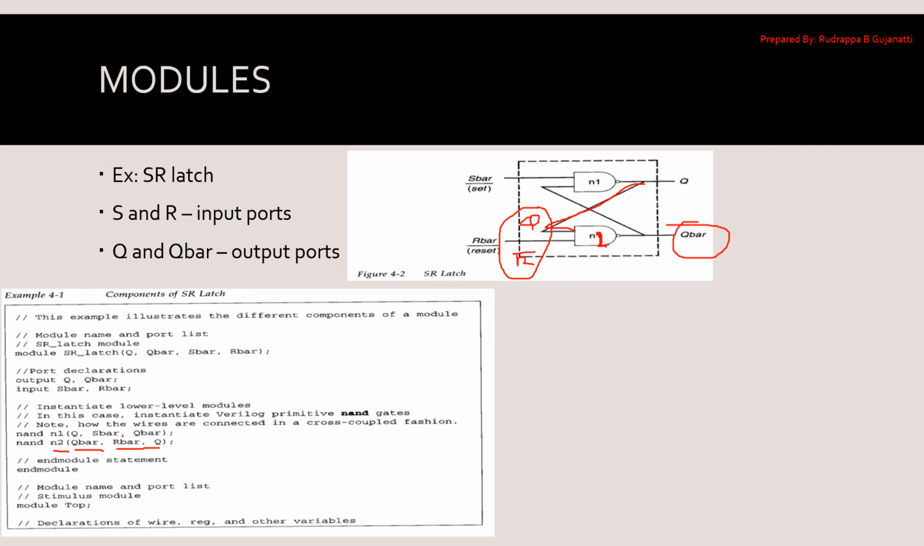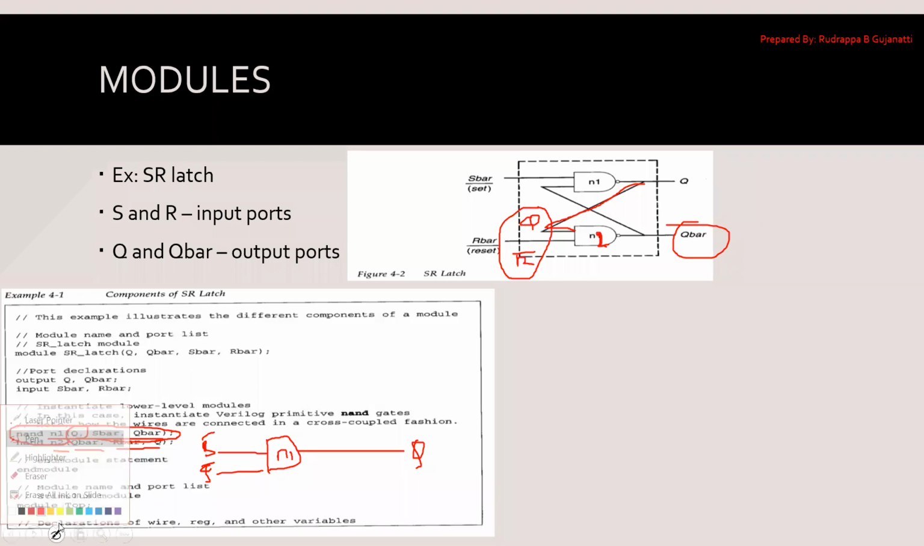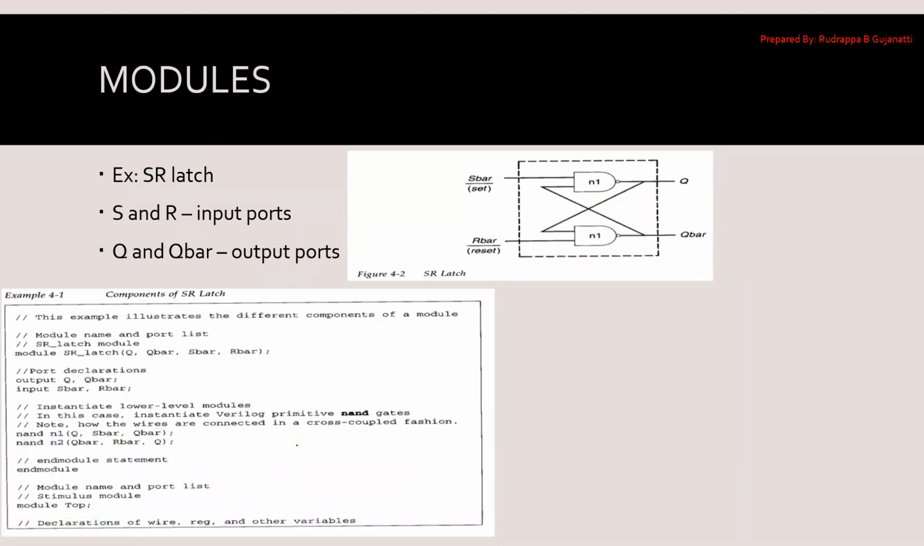So this is telling you how it is connected. When I represent it, I'll have it as N1, and this is the output, followed by S bar and Q bar. We know this because that is the syntax of how it is used. It is like you have a function: you know what parameters have to be sent to it and in which order. That is how we can estimate it. So this is relevant to the SR latch.